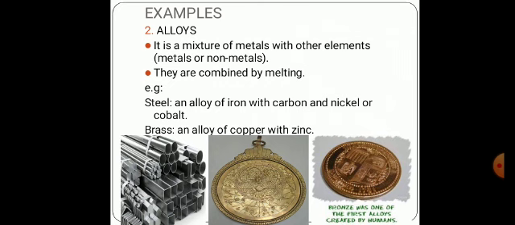Brass, what is brass? Brass is an alloy of copper with zinc. And you can see that bronze was one of the first alloys created by humans.